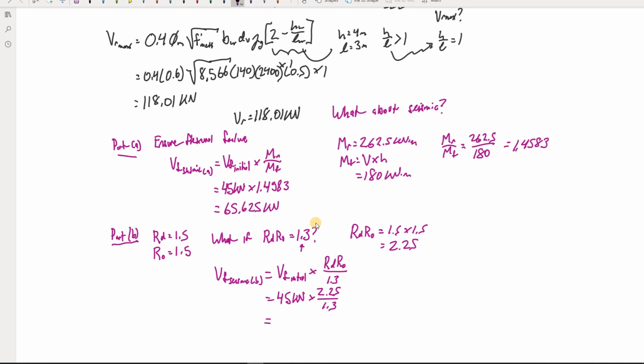And so then what we get for our limit for part B is a number that's larger. Let me check here. 77.88 kilonewtons. Okay, so we've got our limit for part B. We have 77.88. If we go back to part A, we get 65.625. So based on this clause that we're following, we need only take the lesser of the two. And so in this case, this is our governing one.